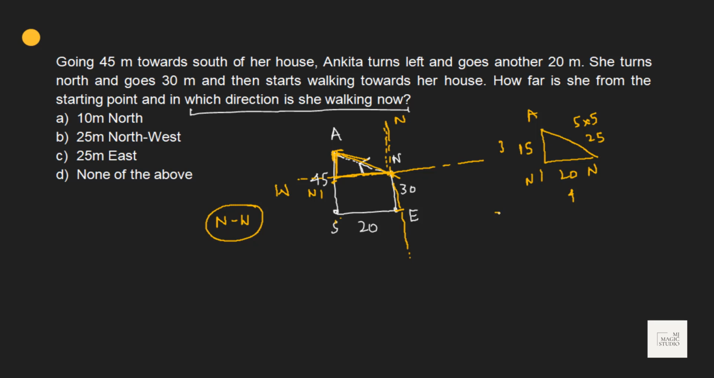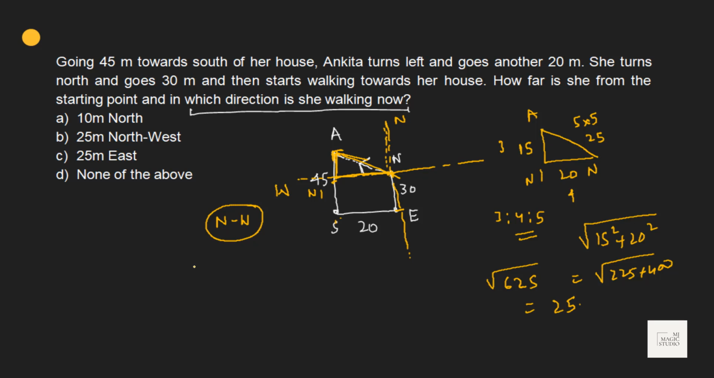It is 3, 4, 5 into 5, 25. We can make out with the triplet ratios also. 3 is to 4 is to 5 is the triplet ratio. 9 plus 16 is 25. Or AN is root over 15 square plus 20 square. Please solve it if you are not comfortable with ratios. 225 plus 400 is root over 625. That will give us 25. So AN, the shortest distance between these 2 points, is 25 meters, and the direction in which she is walking now is northwest. So option B fits in.